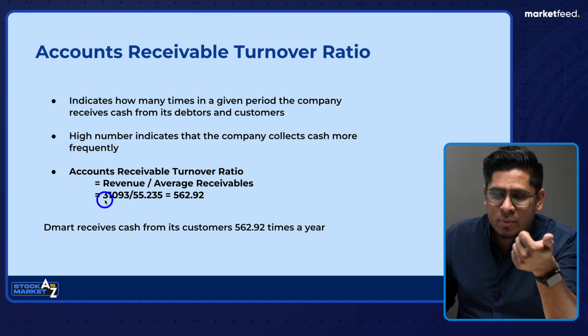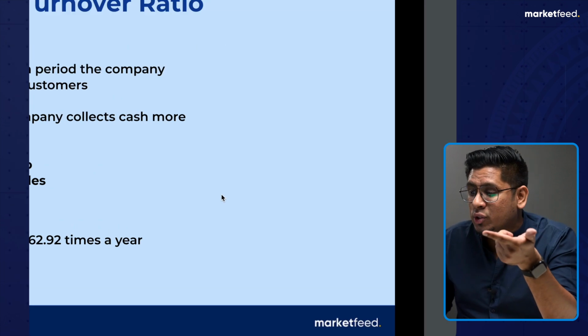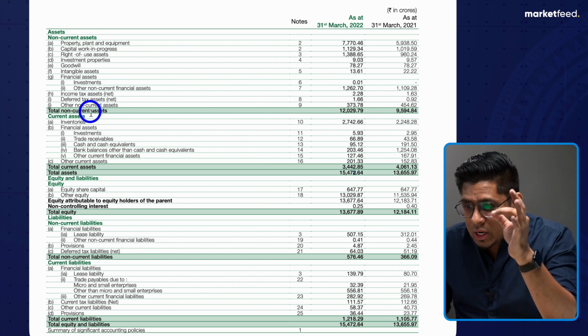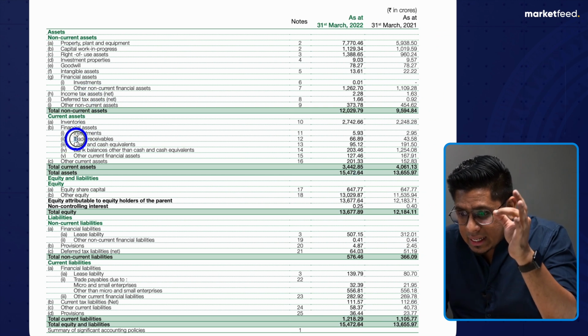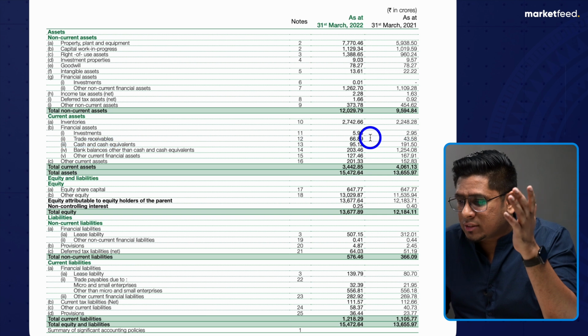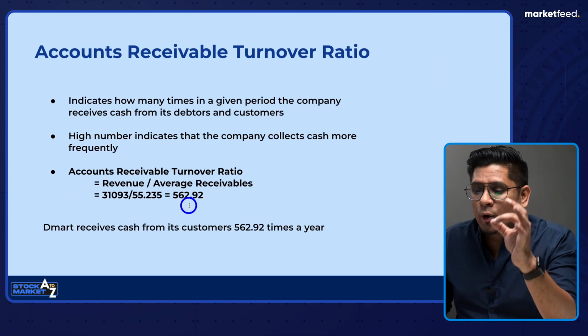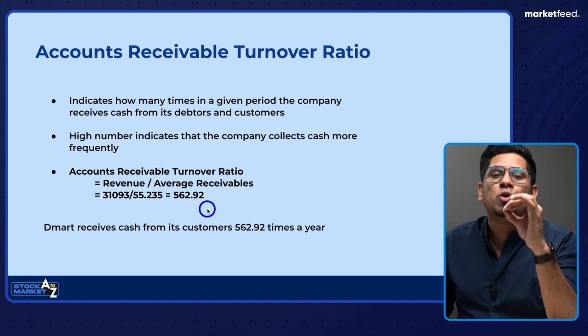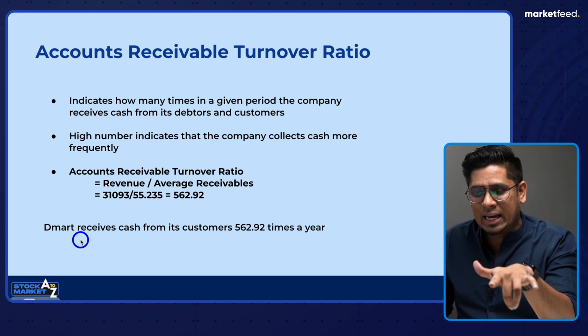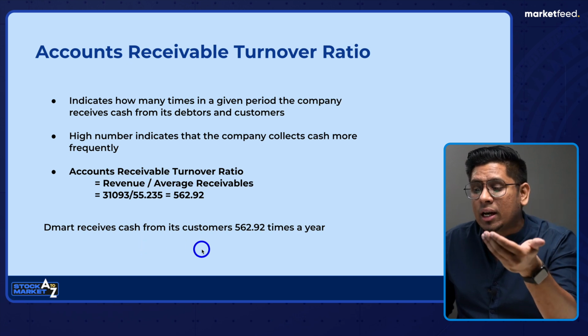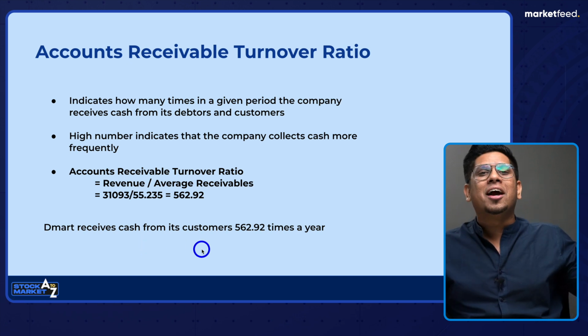Revenue, you know how to take from the P&L statement. Receivables, you can actually go into the balance sheet. Under assets, you can see trade receivables. So average receivables is what we are taking. You take the average of these two, you put it here, and I got the answer of 562.92x, which means that Dmart receives cash from its customers 562.9 times a year.